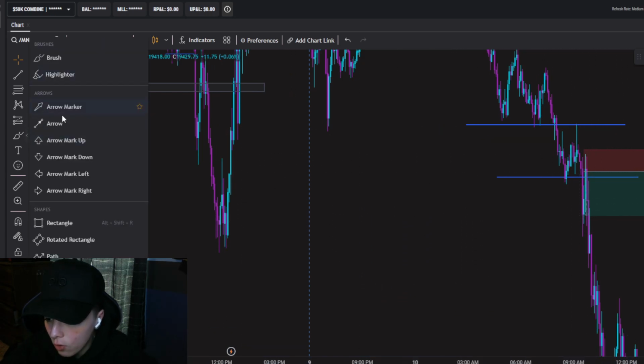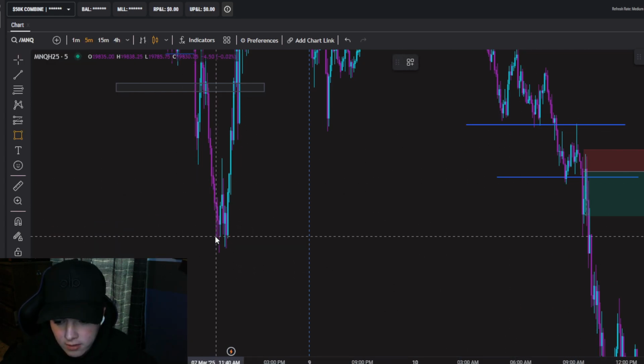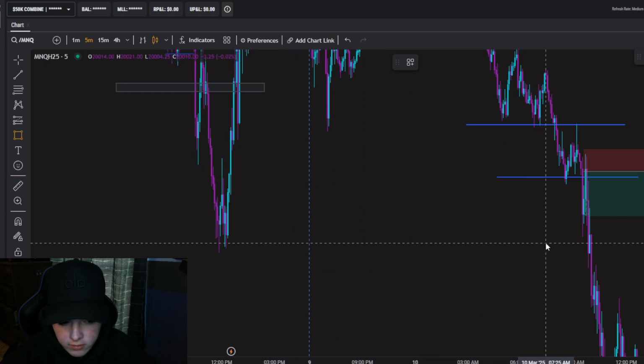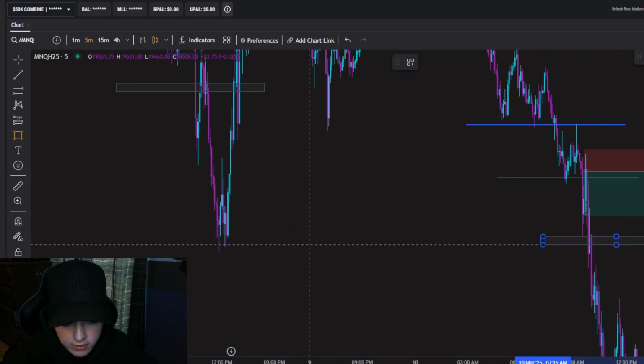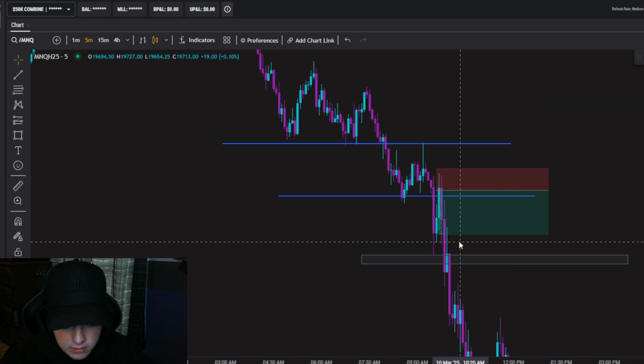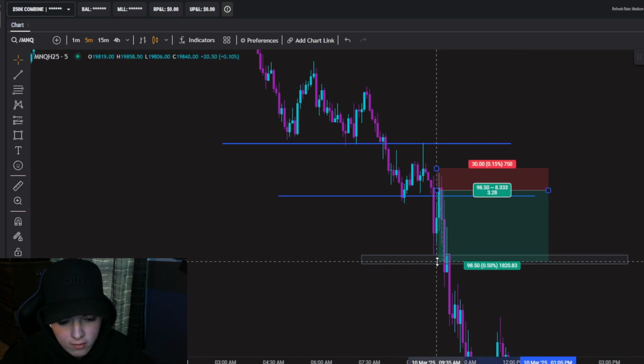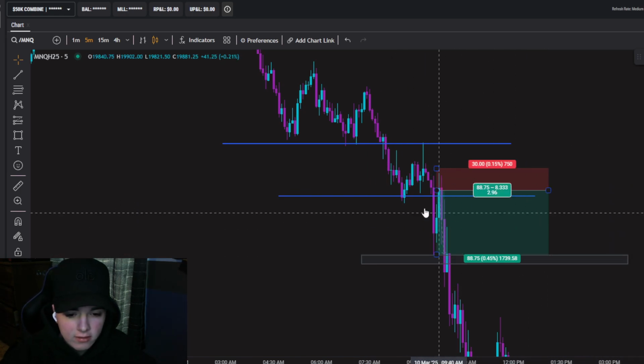So what I do all the time when I'm marking up my charts is I take the rectangle tool and then I just follow these lows over, and I know that we can target this specific area because, again, it is a reversal zone. This is where lows like to target. So I know when I get in, wherever I get in, I can target these areas.